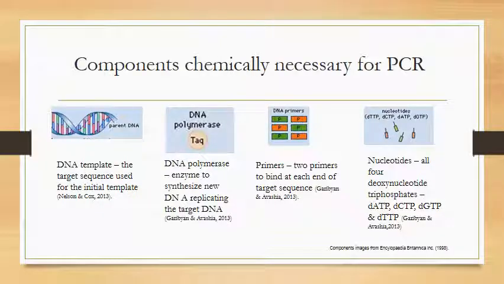So, components chemically necessary for PCR. First of all, we need our DNA template. This is our target sequence we're going to use for our initial template that we want to copy. We need DNA polymerase enzymes to synthesize the new DNA, replicating the target DNA that we've chosen. We need primers to bind to each end of our target sequence, and nucleotides. We need all four deoxynucleotide triphosphates, and we're going to talk about a couple of these more extensively on our next slide.